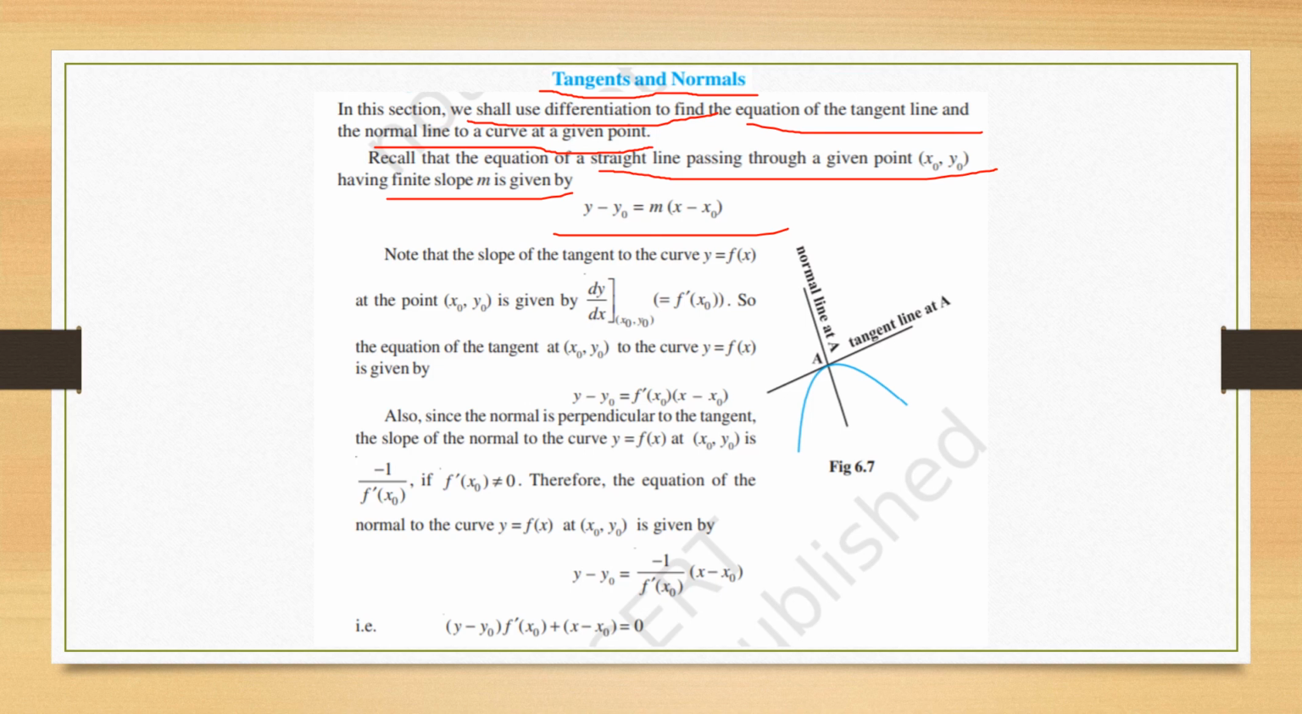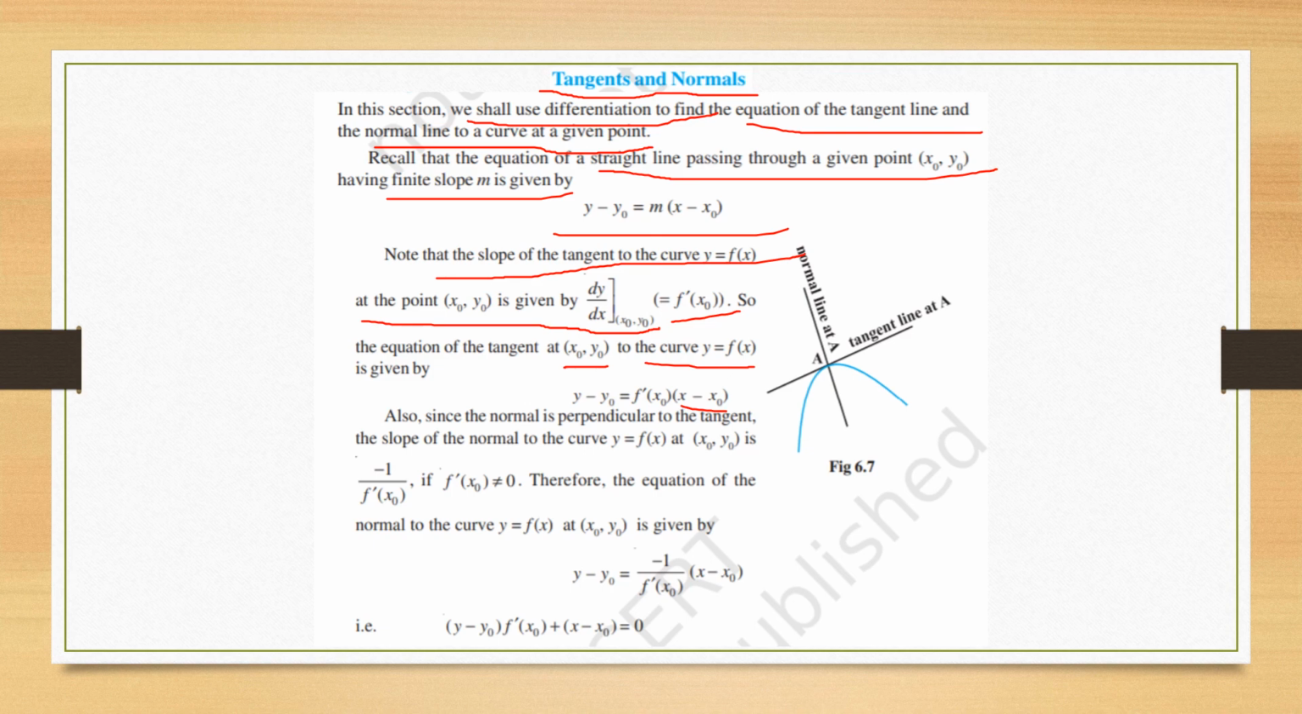In class 11th in straight lines you have done this. And the slope of tangent to the curve y equal to f(x) at point x0, y0, it is given by the value of derivative dy by dx at x0, y0. Okay, and the equation of tangent can be obtained as y minus y0 equal to f dash x0, means the slope of tangent at that point, times x minus x0.